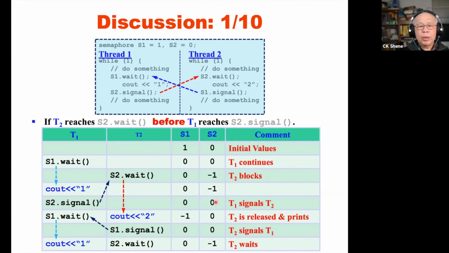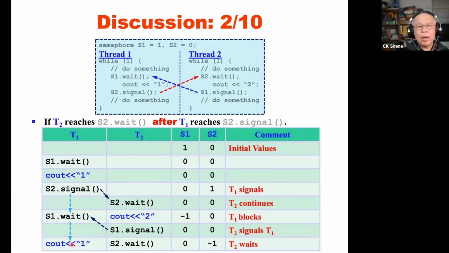And S2 is released. Meanwhile, thread 1 can come back and execute S1 dot wait, because now the value of S1 is 0. When this is executed, it becomes -1. Thread 1 is blocked. At the same time, thread 2 can print out 2. And then thread 2 signals S1, allowing thread 1 to continue, and so on. So that's one possibility. Now let's take a look at the other.